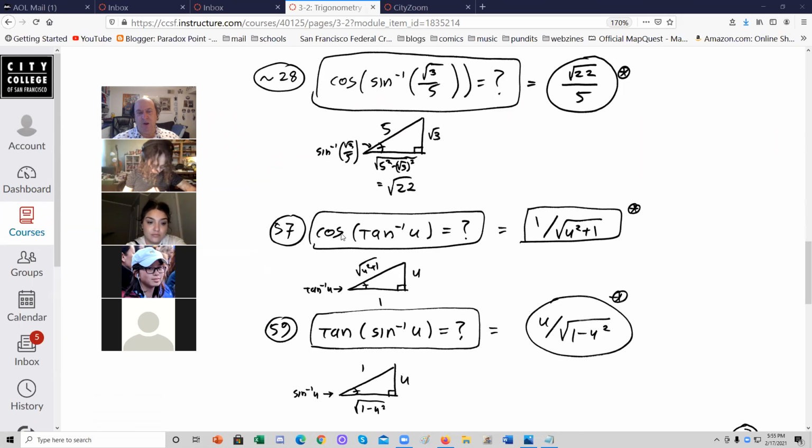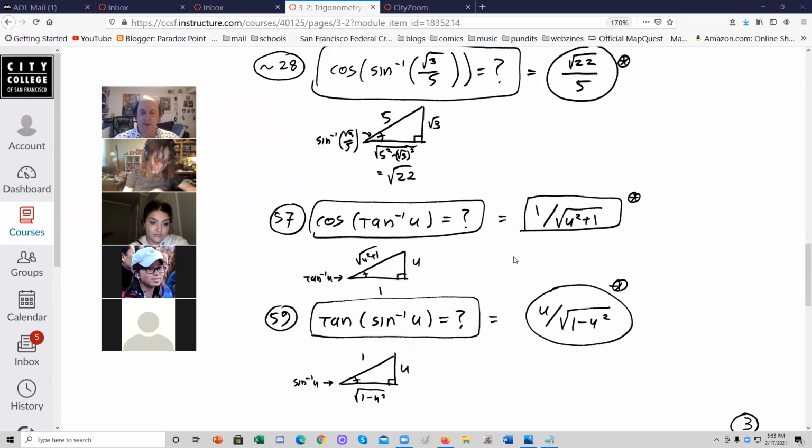Here they ask for cosine of arctangent u. What's that? Well, right triangle. Call this angle arctangent u. Tangent is opposite over adjacent, so make this u and make this equal to 1. With these two sides, 1 and u, the third side by Pythagoras is the root of u squared plus 1. And cosine is adjacent over hypotenuse, therefore 1 over root u squared plus 1.